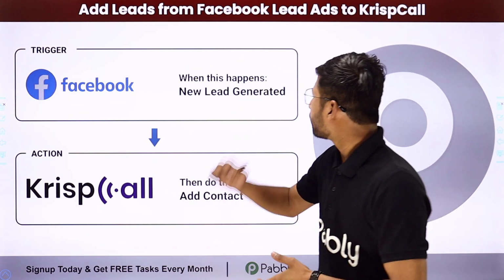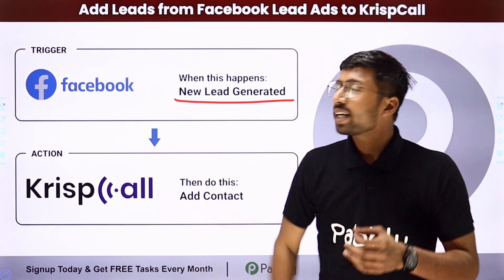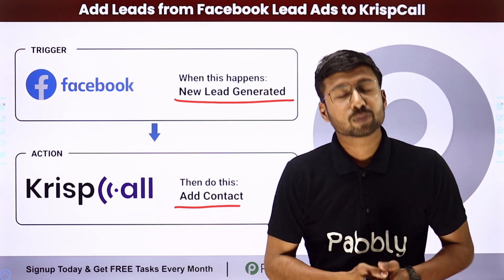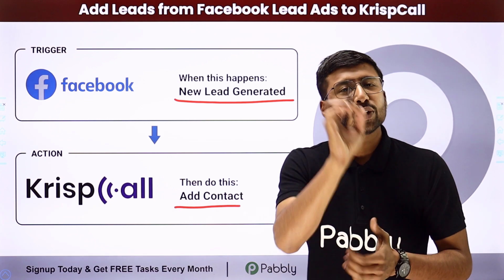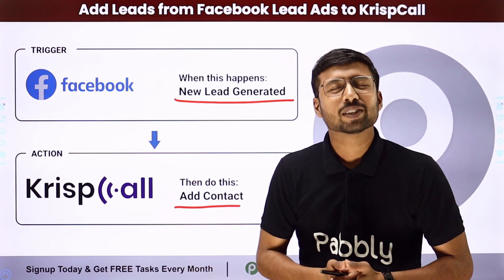And in this automation, whenever a new lead is generated in Facebook lead ads, automatically with the same details, that lead will be added as a contact in KrispCall. Now, if you want to know how you can set up this kind of automation, you just have to come with me to my screen.